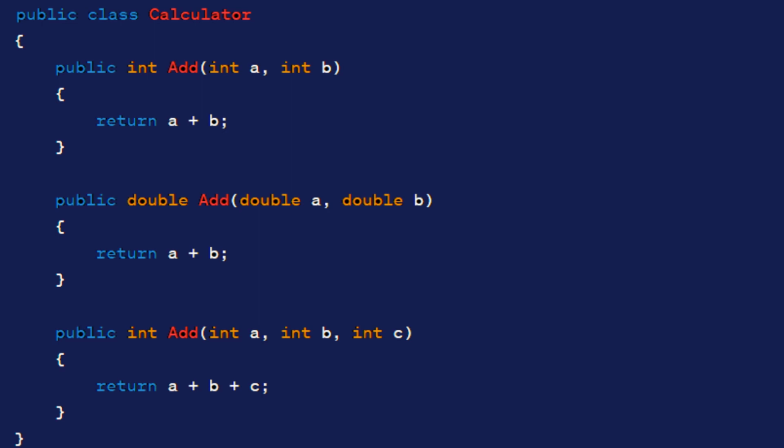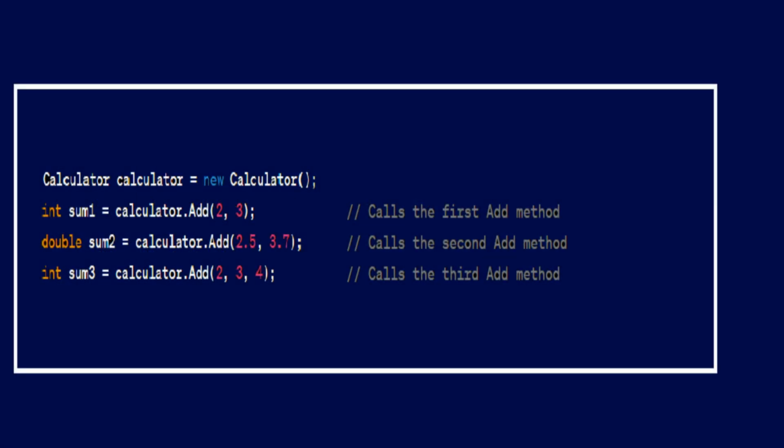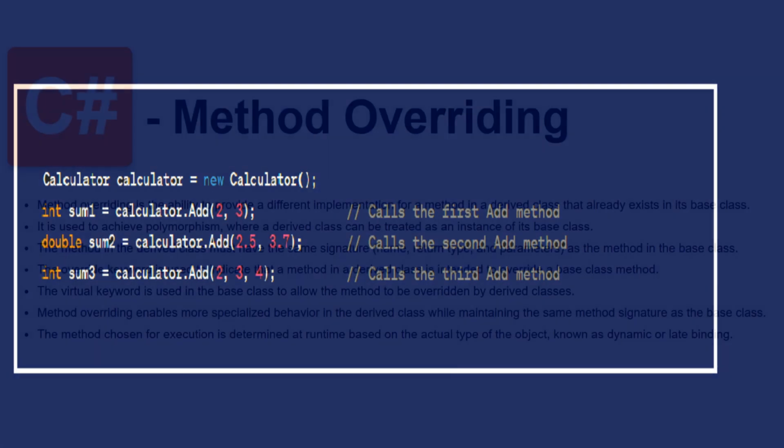And let's take a look at the second example. Here, the appropriate add method is called based on the argument types provided. And then the compiler determines the correct method to invoke based on the number, order, and type of the arguments. Method overloading provides flexibility and simplifies the code by allowing you to use the same method name for similar operations, which improves code readability and maintainability.